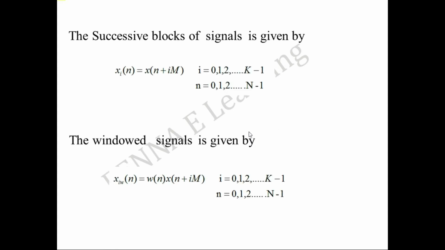So this is the mathematical representation of the Welch method. In the first step, the given signal x of n is divided into successive blocks by using the formula xi of n equal to x of n plus im. im represents the successive blocks. The second step operation is explained in this equation. The windowed signal is given by xi w of n equal to w of n x of n plus im. So x of n plus im is the successive block signal. That signal is multiplied with the Hamming window function w of n in the second step.